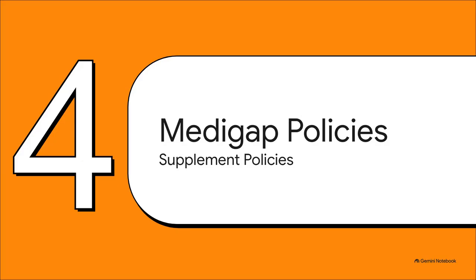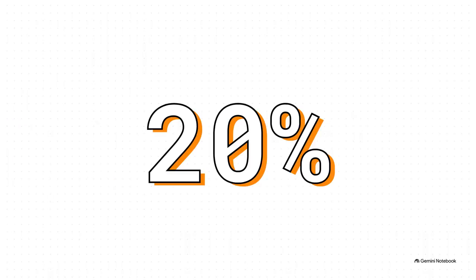Section 4, Medigap Supplement Policies. When a patient actually needs help paying what original Medicare doesn't, Medigap is exactly what we're looking for. 20%. That number represents the vital gap coverage principle. See, original Medicare typically pays 80% of allowed charges once the patient meets their annual deductible. That leaves a 20% gap. Medigap policies are designed specifically to step in and cover that remaining 20% coinsurance that Medicare leaves behind. It fills the gap. Make sense?